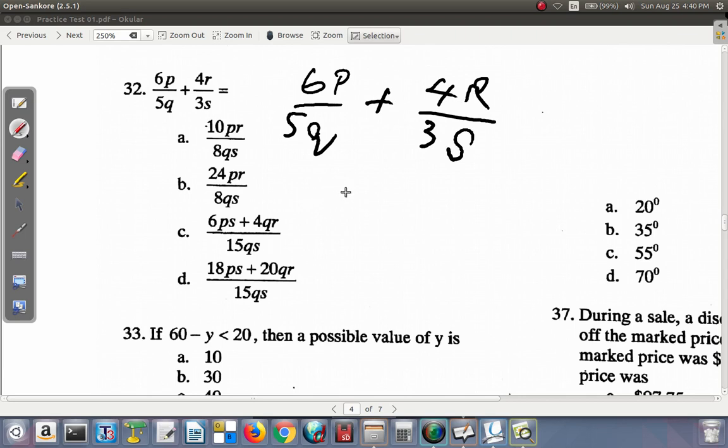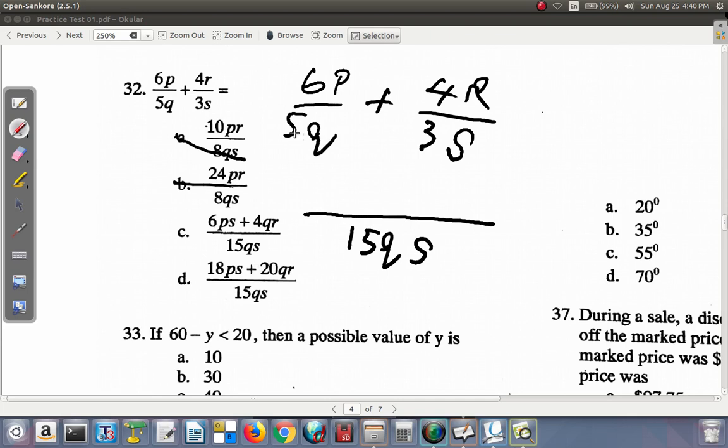Now, if you should find the LCM of 5q and 3s, one way to find a common multiple is to multiply these two items. So 5 times 3 is 15 qs. So 15 qs should be at the bottom. You can see that A is out, it has 8 qs, so it's not A. B is out, it's either C or D.